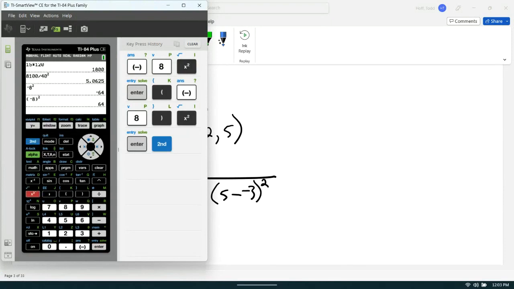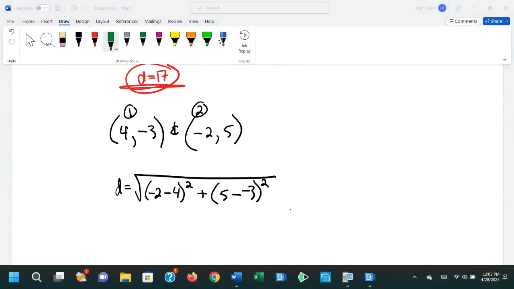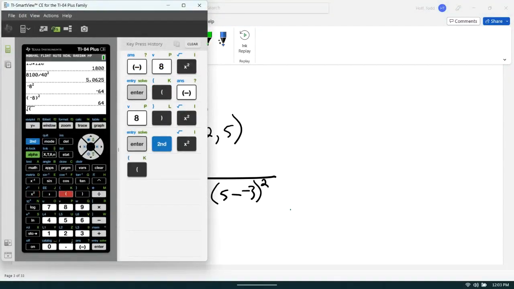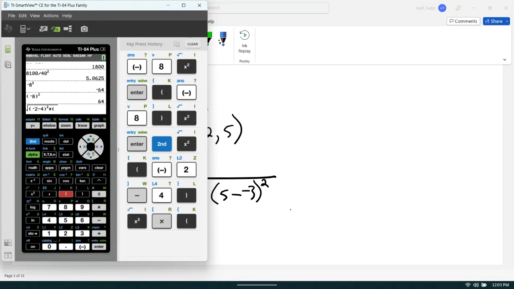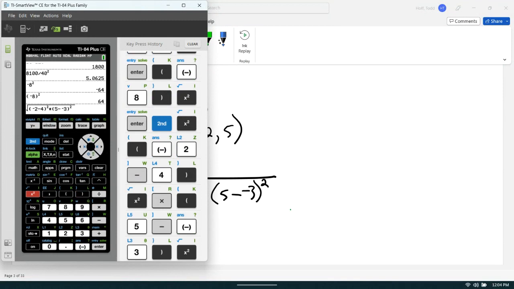So second square root, we've got to remember to put that in first. Negative 2 minus 4, okay. Now do parentheses, negative 2 minus 4, close the parentheses and squared, plus parentheses, 5 minus a negative. Now, remember to use this key down here for negative. Don't use your minus key. Most of your calculators do have a separate negative key. Minus negative 3, close parentheses and squared. And then on my calculator, I don't have to close the square root because it puts it under the square root symbol. On many of your calculators, you will have to do a close parentheses to close the square root.